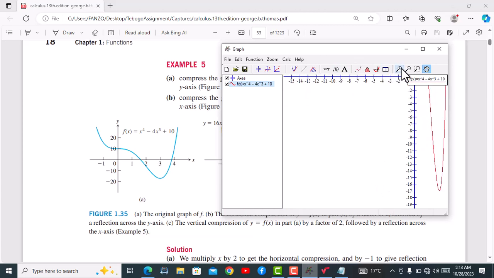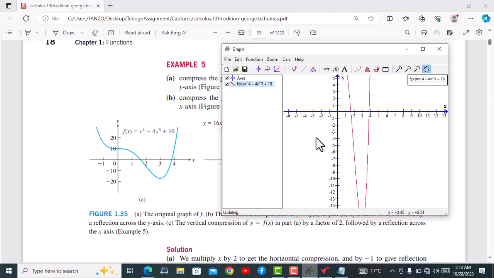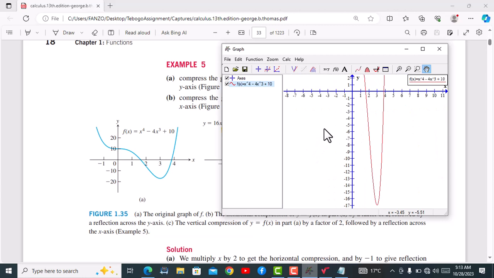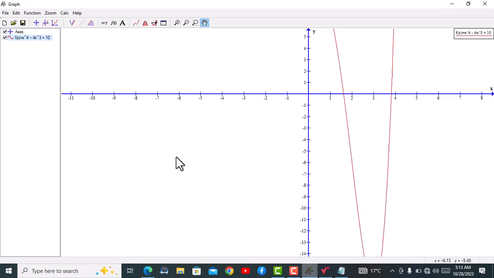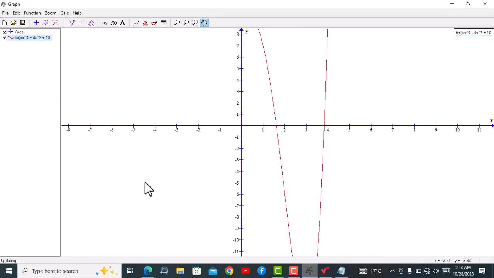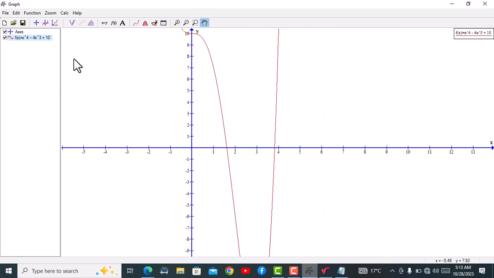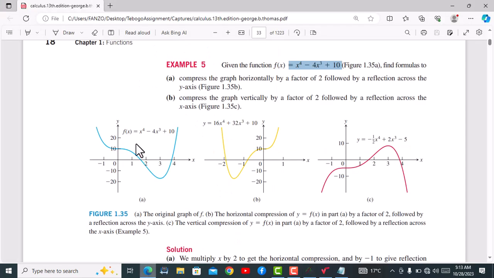This is our function, and there it is, and I can just try to do this so that I can see it. Let's see, x^4 minus 4x^3 plus 10. But if you just try to stretch this, I think it will be, but this is just the function. Please, let's not beat about the bush.